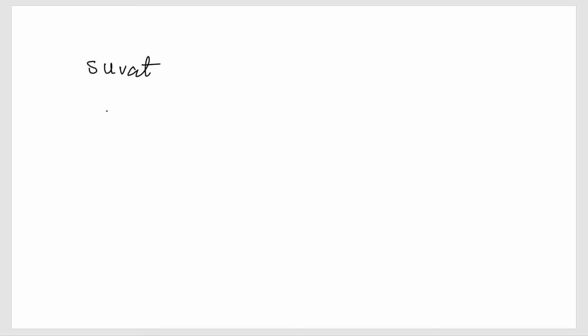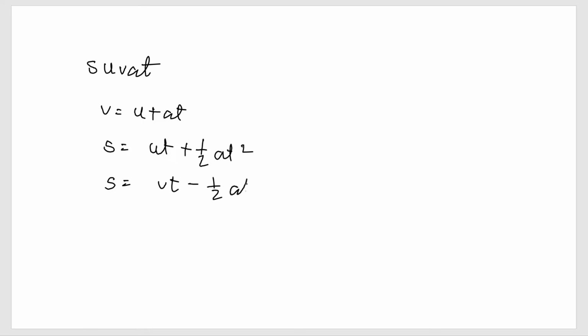The SUVT formulae go as follows: V equals U plus AT, S equals UT plus half AT square, S equals Vt minus half AT square, S equals U plus V by 2 times T, and V square equals U square plus 2AS.